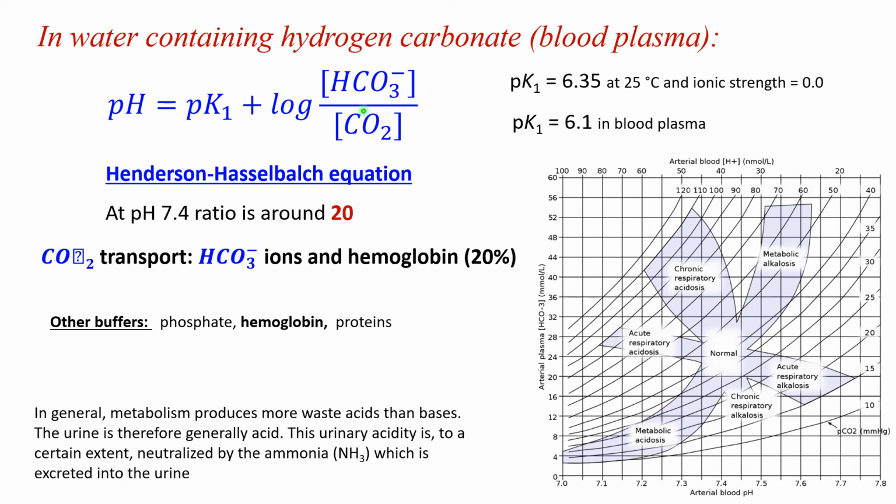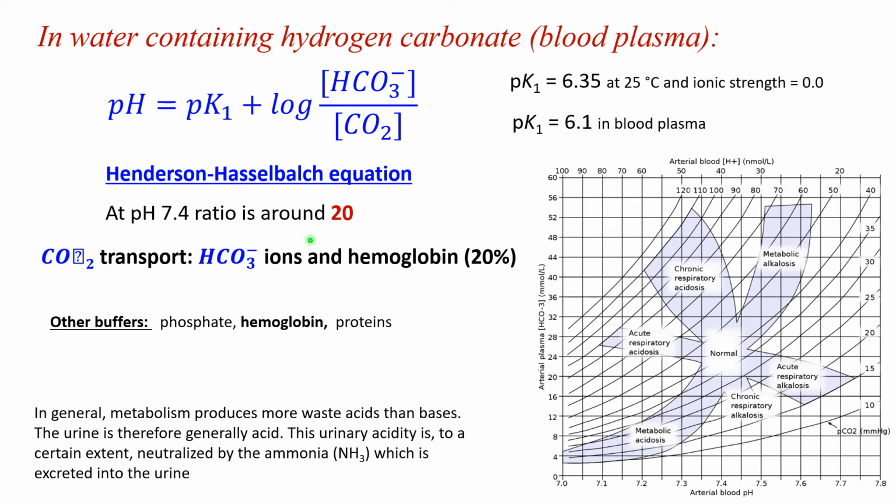Now, here it's an apparent constant. We do not have gas inside our bloodstream. And value of this constant will be 6.35 at 25 degrees with no other ions. But this is not true for our plasma. We do not have 25 degrees first, and we have plenty of ions. So the real number is 6.1.